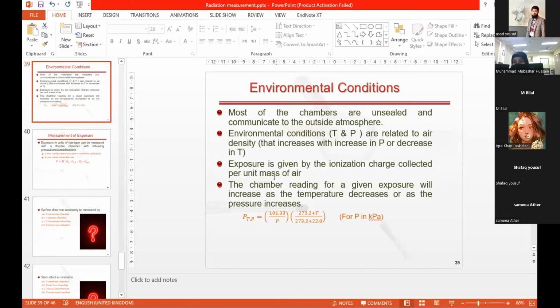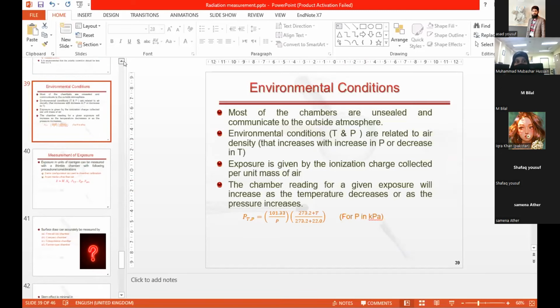Yes, thank you, ma'am. And thank you very much for your time. There's another question: explain how polarity effect depends on irradiation condition, polarity effect upon radiation.